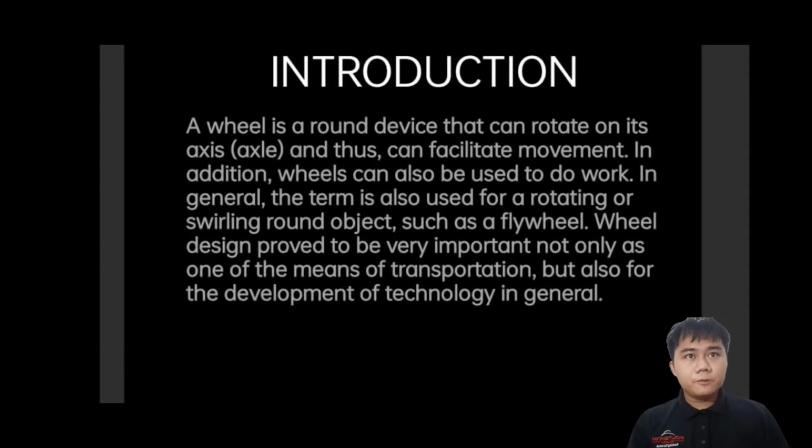Introduction. A wheel is a round device that can rotate on its axis and thus can facilitate movement. In addition, a wheel can also be used to do work. In general, the term is also used for a rotating or swirling round object, such as a flywheel. Wheel design proved to be very important, not only as one of the means of transportation, but also for the development of technology in general.